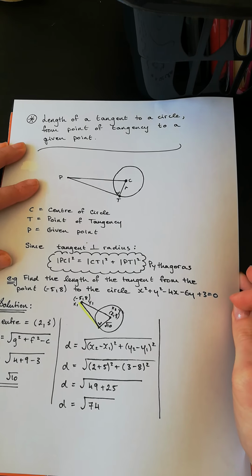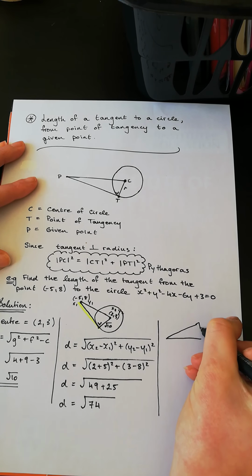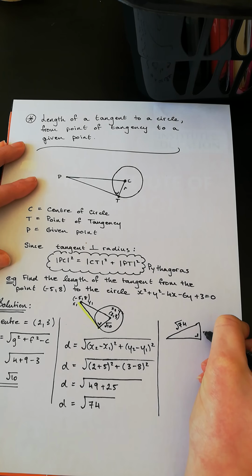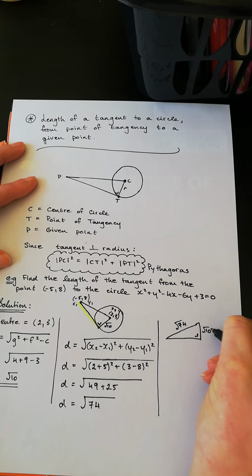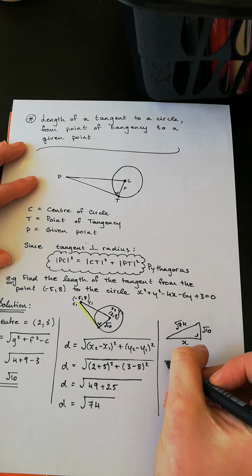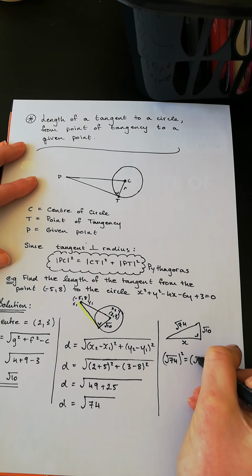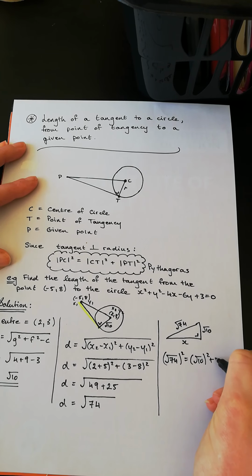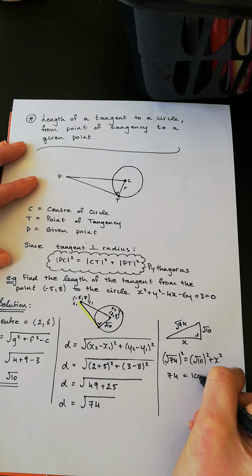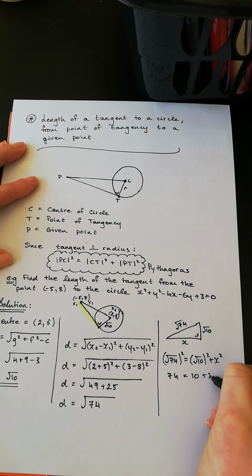So now over here, if I draw my right angle triangle again, I know the hypotenuse is root 74. Radius, which is over here, is root 10, and I'm going to call this side x because that's what I'm after. Okay, so by Pythagoras, the hypotenuse squared is equal to the sum of the other two sides squared. I get 74 equals 10, because when we square a square root, we just get left with what's under the root, plus x squared.